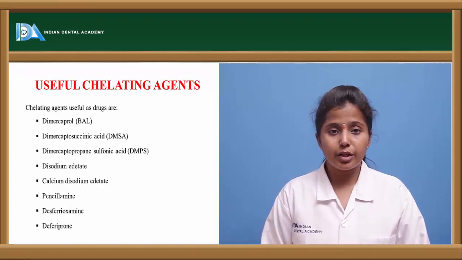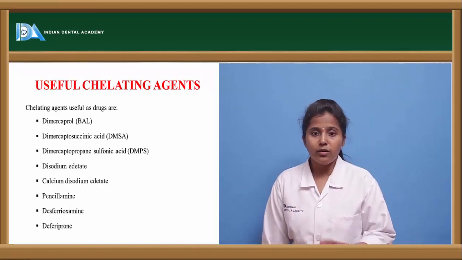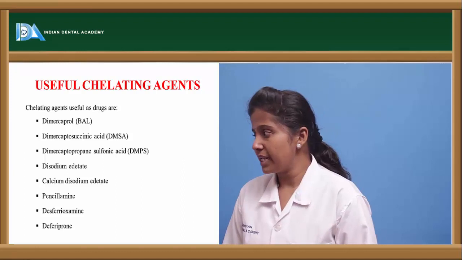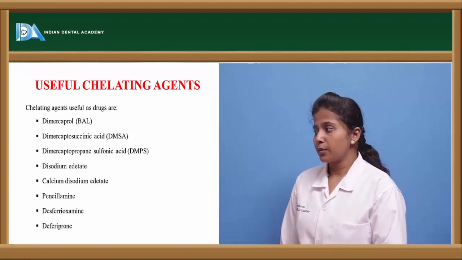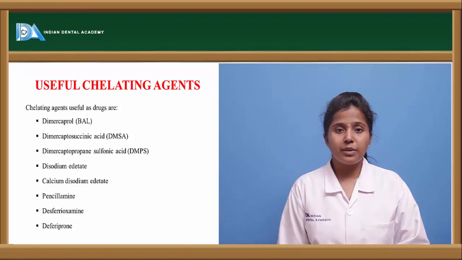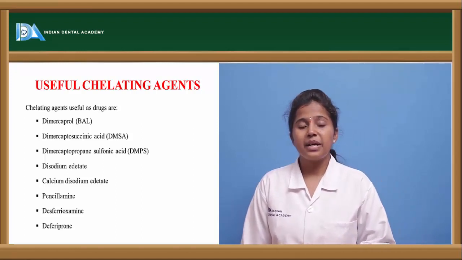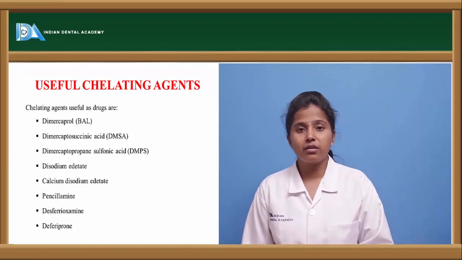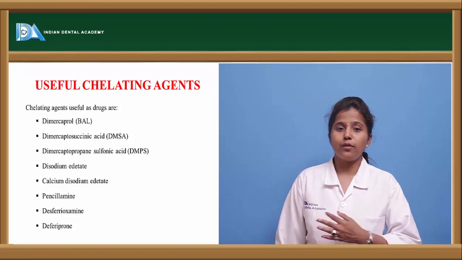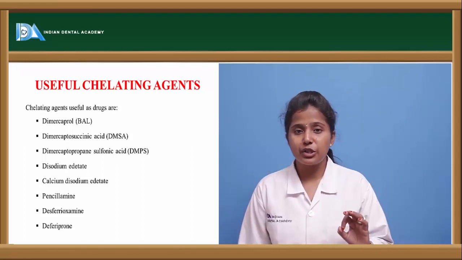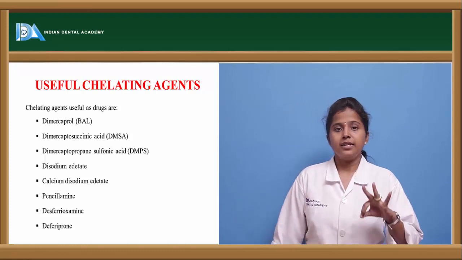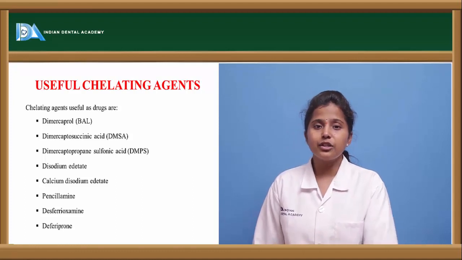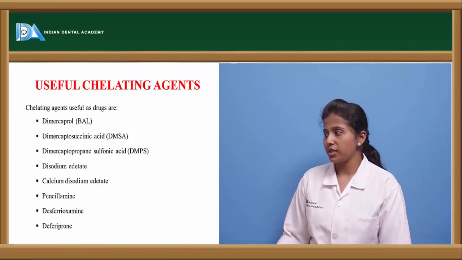What are the chelating agents used? There are various chelating agents used, like DIMERCAPROL, which is also called BAL. The other one is dimercaptosuccinic acid, DMSA, dimercaptopropane sulfonic acid, DMPS, disodium EDTA, calcium EDTA, penicillamine, desferroxamine, and deferiprone. These are a few of the drugs which are used as chelating agents. But in today's class we are discussing mainly three major chelating agents, that is BAL, EDTA, as well as desferroxamine, because these are the major or first line chelating agents which are recommended in heavy metal poisoning.